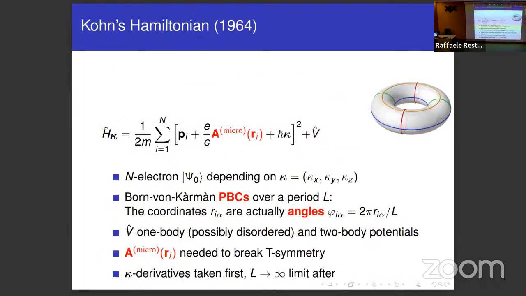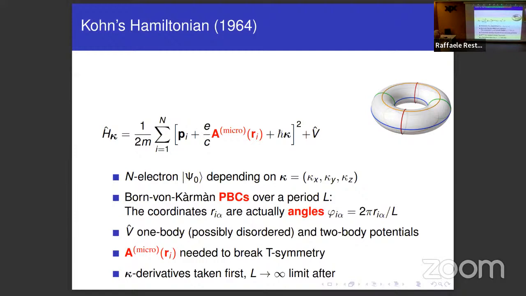The Hamiltonian. This Hamiltonian was introduced by Kohn in the famous paper in 1964. You solve the Schrödinger equation within periodic boundary conditions, and you take a Hamiltonian like this, for n electrons, which depends on a three-dimensional parameter. We will see next what this parameter is. With respect to Kohn, I've inserted an A macro in order to break time reversal symmetry. This is not important for longitudinal conductivity, but is important for transverse conductivity because otherwise it will be zero. So this is a way to put into the Hamiltonian the result of any time-reversal-breaking effect, like interaction with spin orbit interaction or something like that.